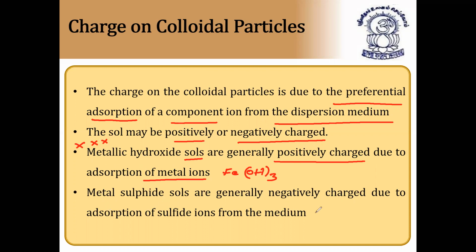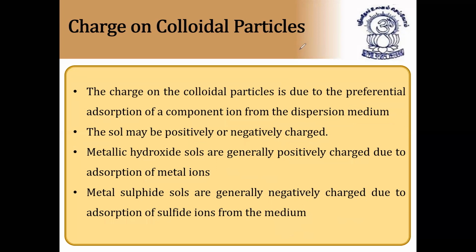Metal sulfide salts like arsenic sulfide, antimony sulfide, etc. Metal sulfide salts are generally negatively charged due to adsorption of sulfur ions from the medium, that is, adsorption of non-metal ions, that is sulfur ions. As the charge of sulfur ions is negative, they are negatively charged salts. As the charge of metal is positive, they are called positively charged salts. So metallic hydroxide salts are generally positive, and metal sulfide salts are generally negative due to adsorption of sulfur ions from the medium. I hope it is clear.